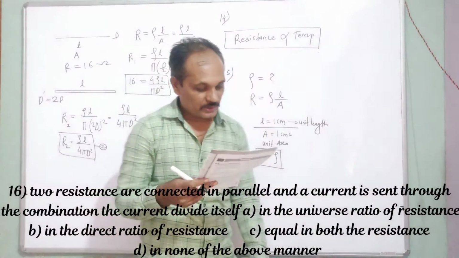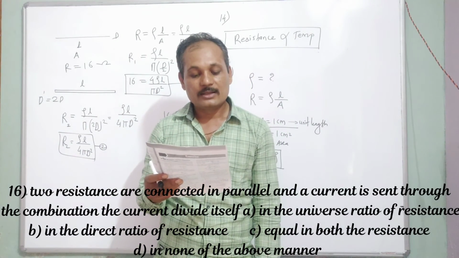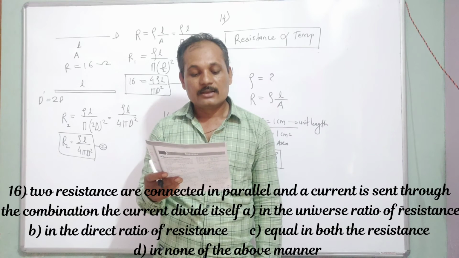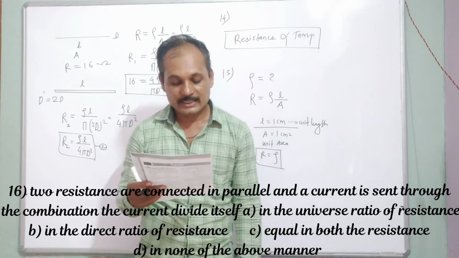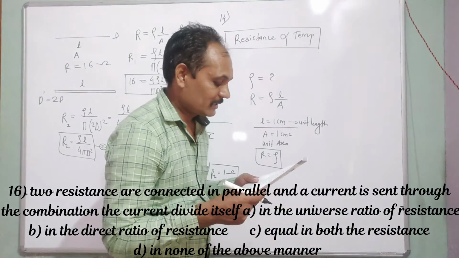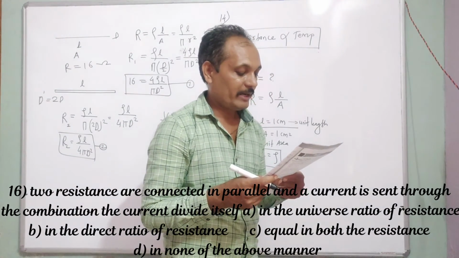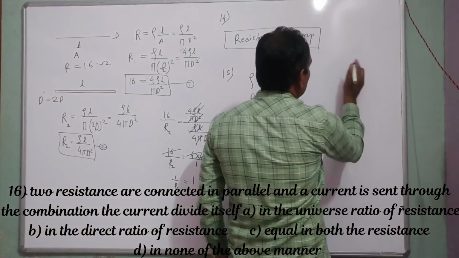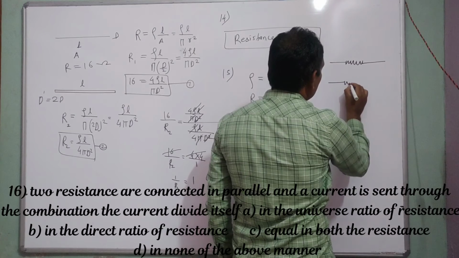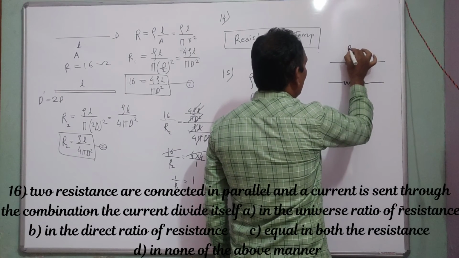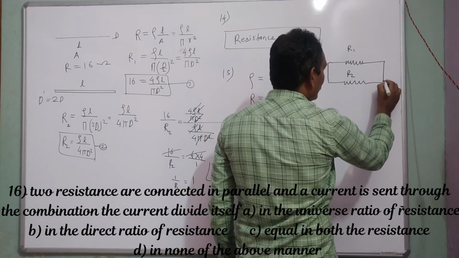Then question number 16. Two resistors are connected in parallel and a current is sent through the combination. The current divides itself. Now, one resistance R1 and the other resistance R2 are connected in parallel.